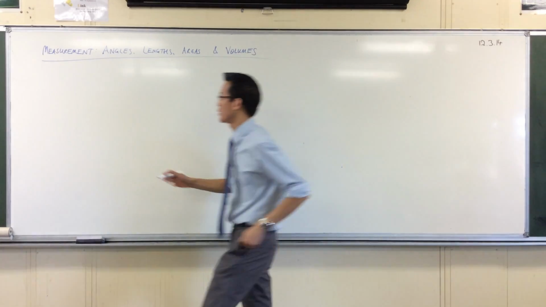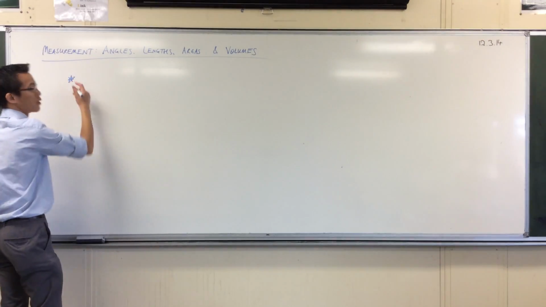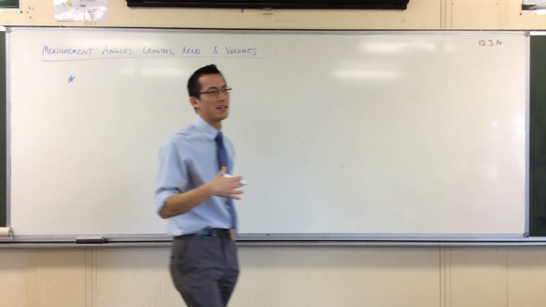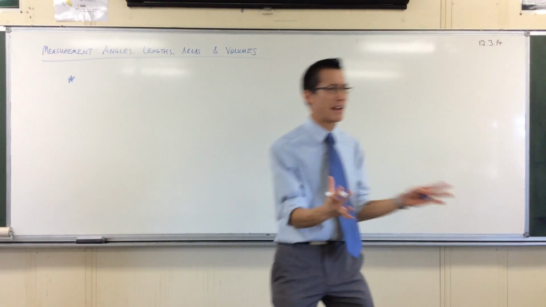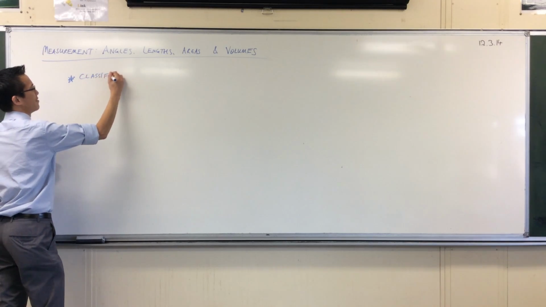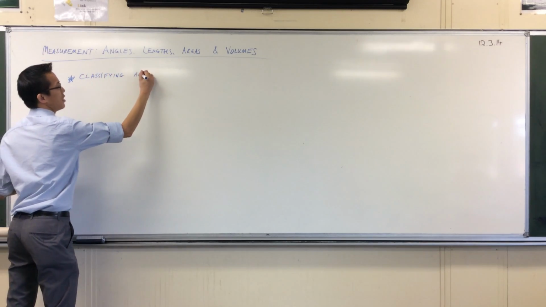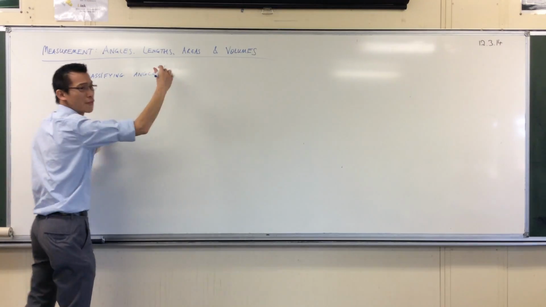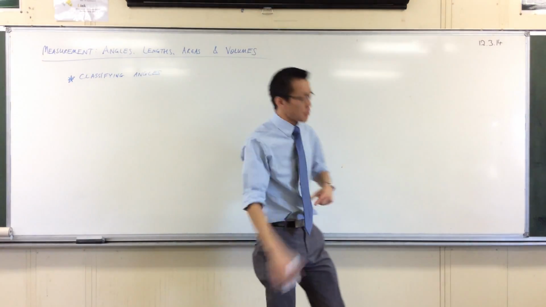So the first thing I want to do is on this little table, if you want to put a title on it, it's about labeling or classifying angles, if you like. Okay, I'll call it classifying because that's a nice big fancy word. So this is like the title of your whole table, at the top.